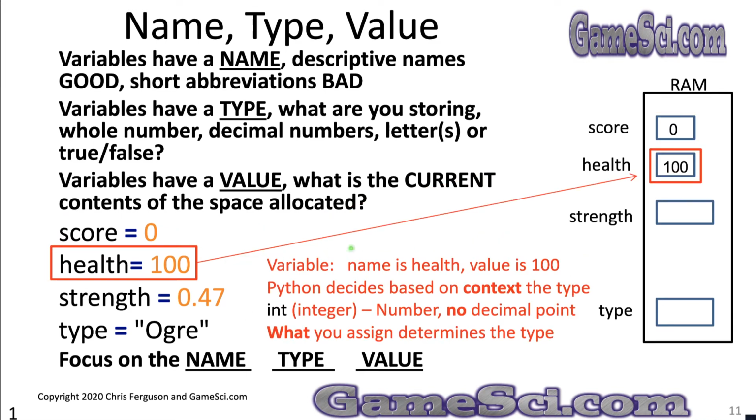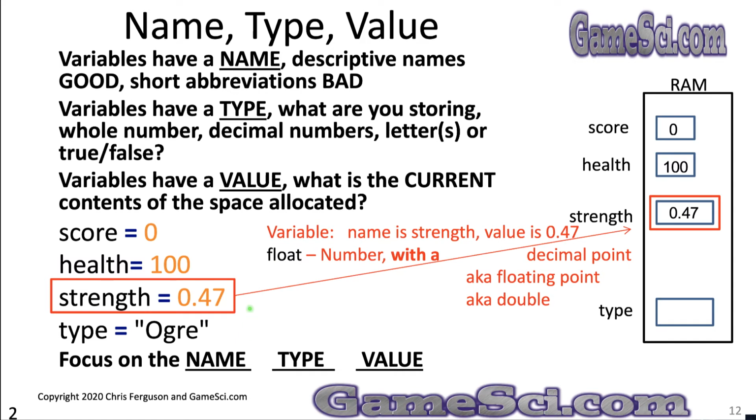Health equals 100, and you could see that 100 gets stored into the health variable. In this case, the variable's name is health. The value, the current value, is 100. Python decides based on the context the type of the variable. In this case, we're talking about an int or integer value. It's a number with no decimal point. What you assign to the variable determines its type. Score and health are integers because we assign them integer values, numbers without decimal points.